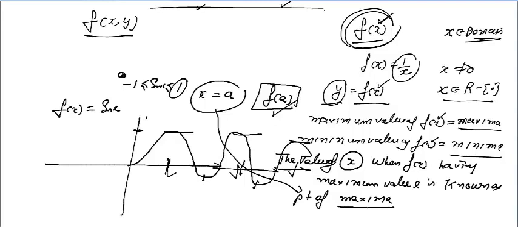So the two things you must know: the maxima is the maximum value of f(x), minima is the minimum value of f(x), and another is the point of maxima, by substituting which you get the maximum value of f(x). Another is the point of minima, the value of x which, when substituted in f(x), gives the minimum value of f(x). These things you must know before moving further.